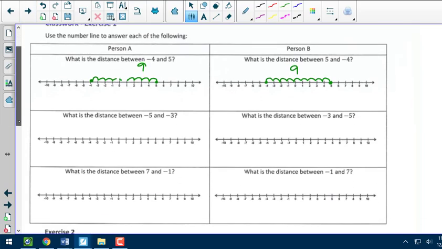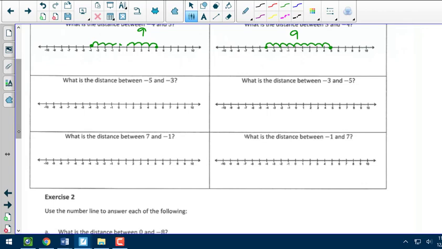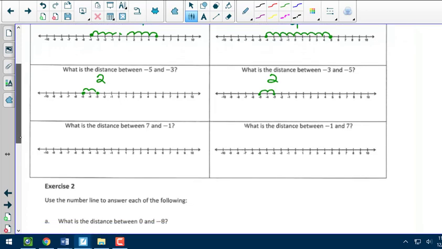What is the distance between -5 and -3? Well, they're very close. Here's -5 and -3. They're only 2 units apart. What is the distance between -3 and -5? Again, commutative, I'm still going to get that they are 2 units apart. You don't have to draw the little hops if you don't want to.